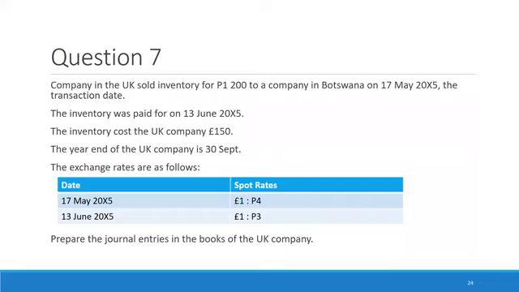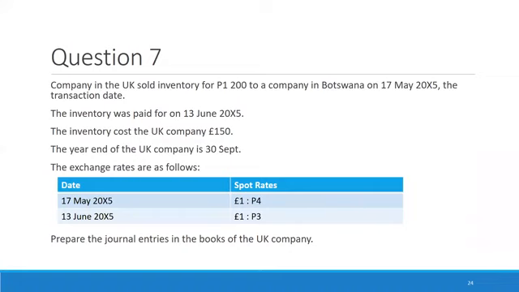We then look at question 7 from our Grip and Gop textbook. In this question, it tells us that a company in the UK sold inventory for 1,200 Pula to a company in Botswana on the 17th of May 20X5 being the transaction date. The inventory was paid for on the 13th of June 20X5. The inventory cost the UK company £150 and the year end of the UK company is the 30th of September.